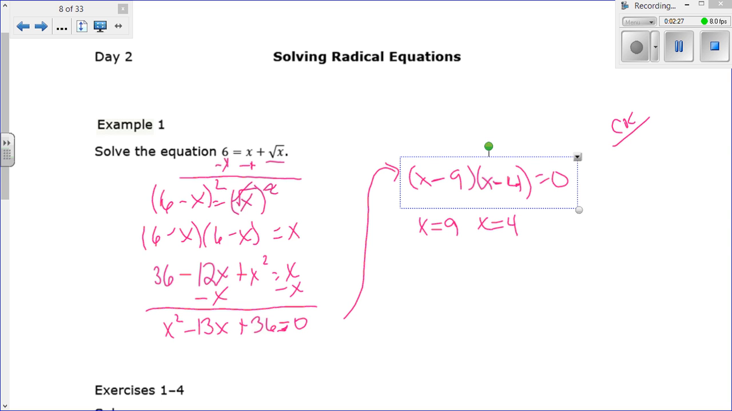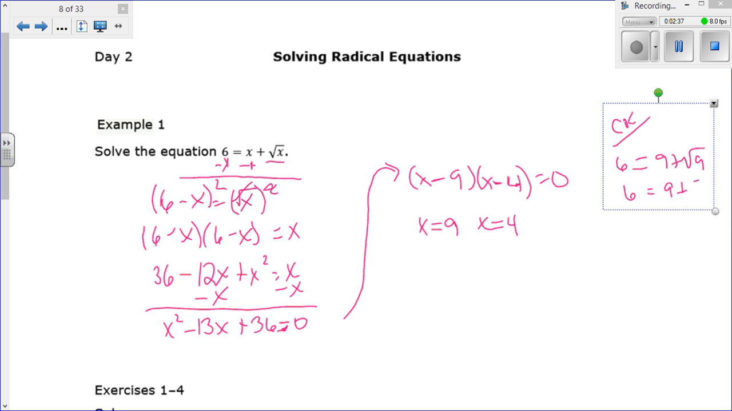So if I put 9 in for x, I'll have 6 equals 9 plus the square root of 9, and that will give me 6 equals 9 plus 3. So 6 equals 12 is not true. So that means I have to reject the 9. And let's see what we're doing with the 4.